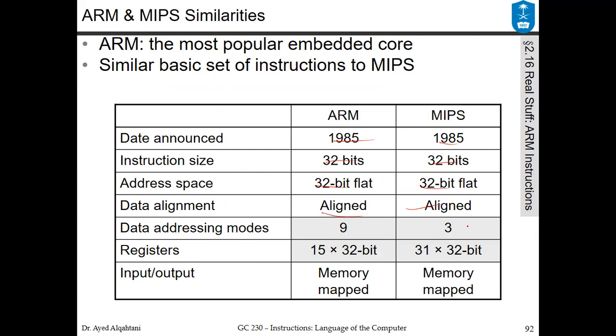Now the addressing mode in the MIPS, we have only 3. In the ARM, we have many addressing modes. We have up to 9. The registers, in MIPS, we have 32 registers. Each one of them is 32-bit. But here we say they are 31 because we know that one of them is constant, which is the register 0. So we took it out. And for the ARM, there are 15 registers, half the number of the registers. The input and the output, both of them are memory mapped, and we will touch this later.